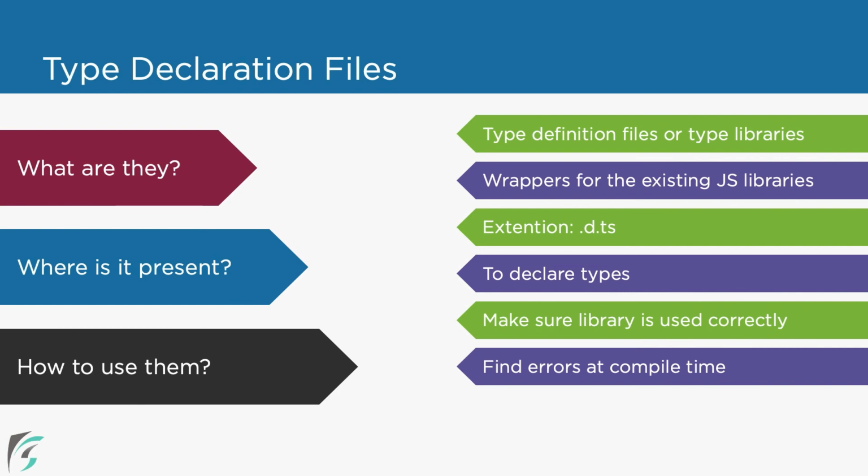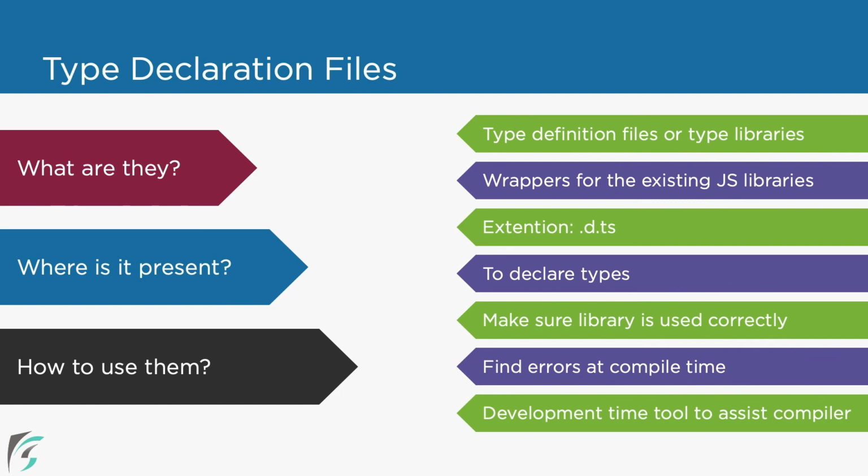The declaration files, however, are not a replacement for the JavaScript libraries. Instead, they are just a development time tool to assist the compiler. Even if we use the type declaration files, we will have to install and use the JavaScript libraries in our application. We should check if we have a type declaration file available for it. But where are we supposed to look for these type declaration files?